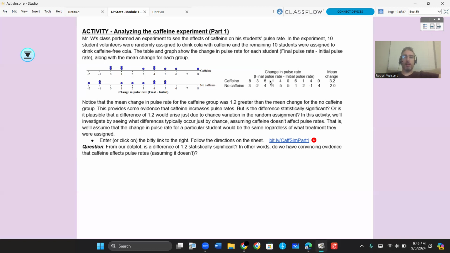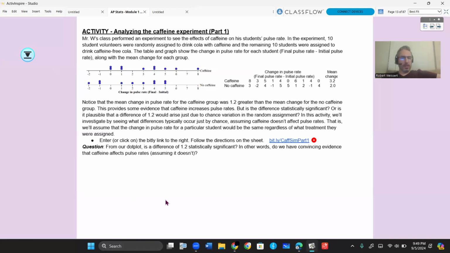So we have the 20 change in pulse rates measured for the caffeinated, which had a mean change of 3.2, and the non-caffeinated, which had a mean change of 2.0. As you can see, there was an increase in both of those, and that's because of the placebo effect, or maybe just sugar in the cola that might affect that. So we want to see, is that difference, which is 1.2, statistically significant? Boy, I have a hard time saying that word.